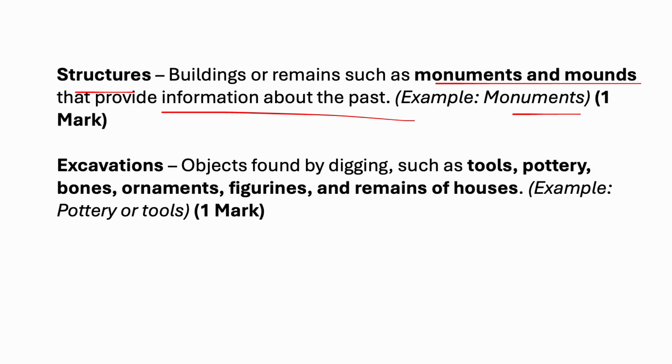The next one, excavations. Objects found by digging, such as tools, pottery, bones, ornaments, figurines, and remains of houses. So, excavations mean carefully digging the ground to discover objects buried long ago. Then, items found during excavations include tools and weapons, pottery, beads and ornaments, figurines and toys, bones and teeth, etc.